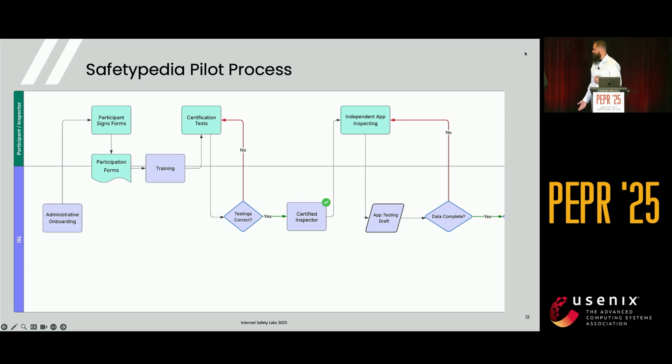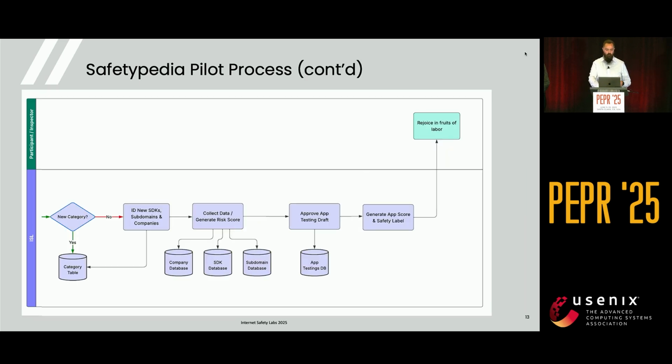Once they're completed by the inspector, we can go in and compare our inspection to what the inspector has done to verify that they have an understanding of the process and can produce good results. Once that goes on, it creates what's called an app testing draft by us. And from there, we start to look at the categorization of the app.